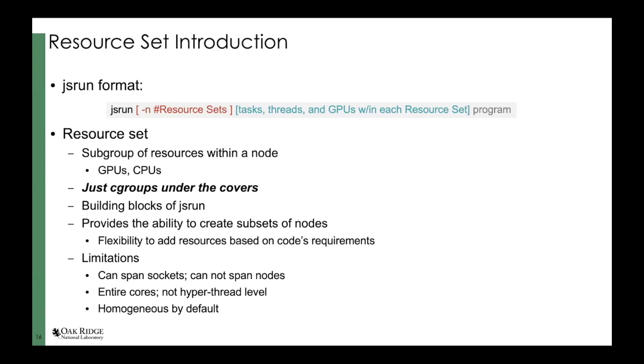A couple of notes and some limitations on resource sets. A resource set must be within a node, so it can't span multiple nodes. At its largest, it can only be a single node. On the other end, it cannot break up a physical core, so on the small end, a resource set can only be a core. By default, the resource sets are all the same. So you will start 12 resource sets, and they will all contain the same number of cores and GPUs and look the same across the board. There is a way to change that, but we won't go into it in this talk.